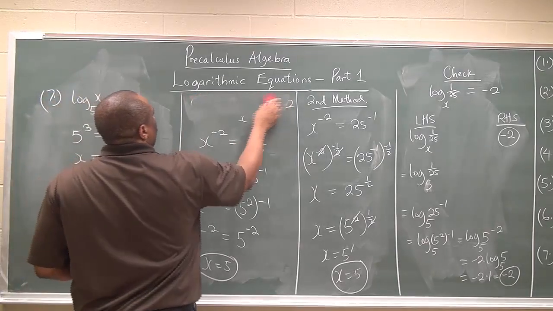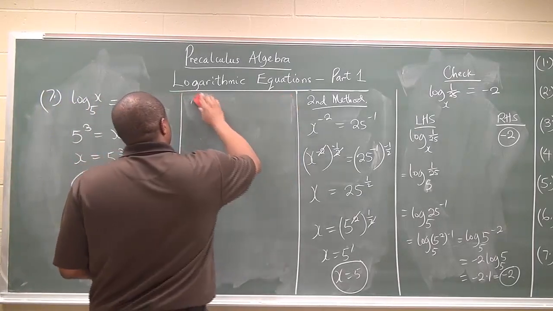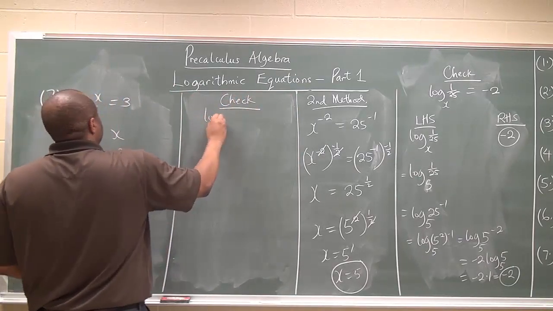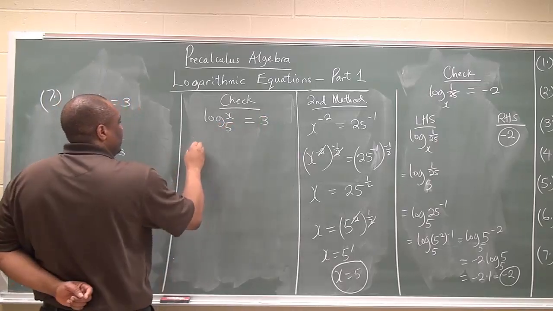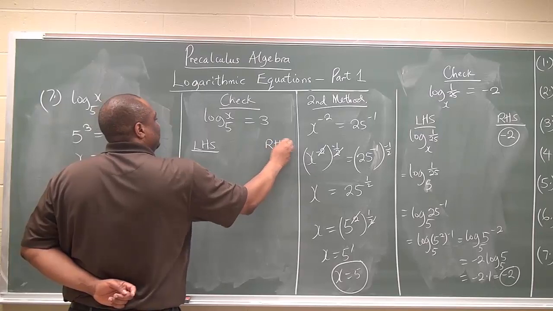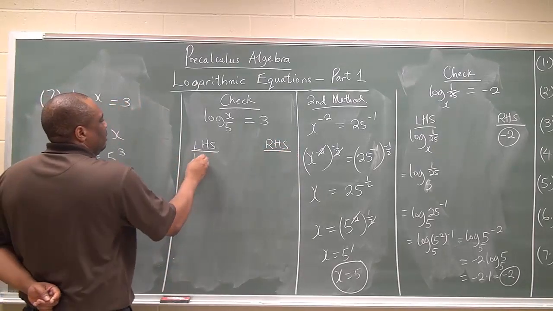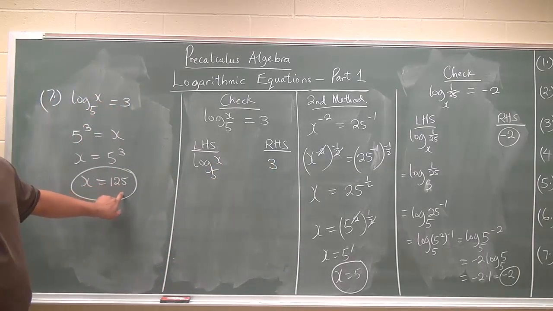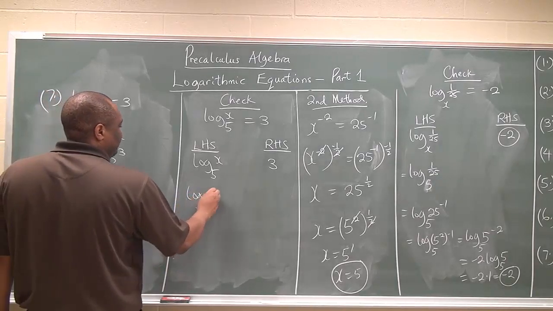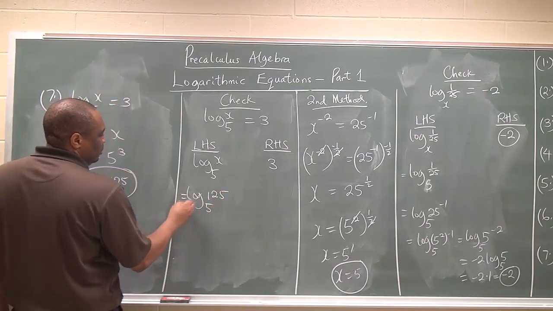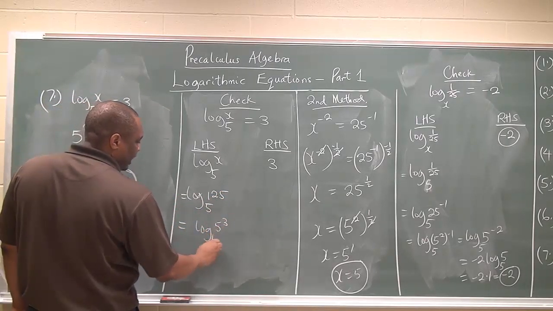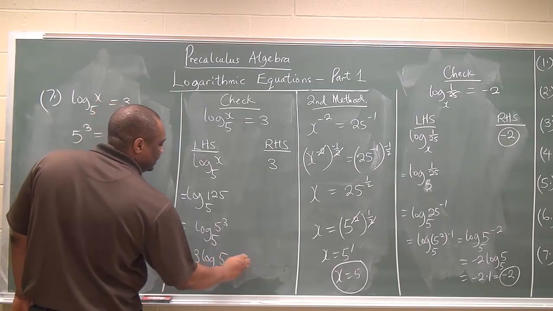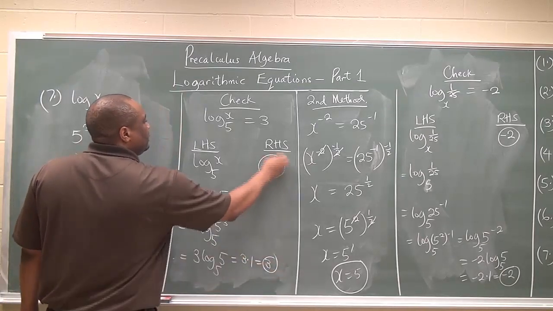Okay? What do we do next? We check our work, using the laws of logarithm. So we write check. We write the equation log x base 5 is 3. Left hand side, right hand side. The left hand side is log x base 5. The right hand side is 3. And we got our x as 125. So this is log 125 base 5. And that is log 5 cubed base 5, which is 3 log 5 base 5, which is 3 times 1, which is 3. 3 on your left, 3 on your right.